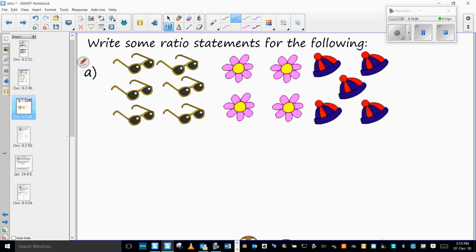So you might want to say, you can do all of them. So you can say glasses to flowers to hats, or you might say glasses to flowers. Just as short as a word. Yes, that's sure.